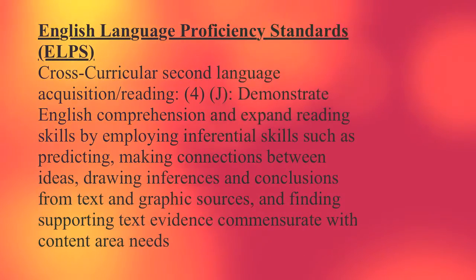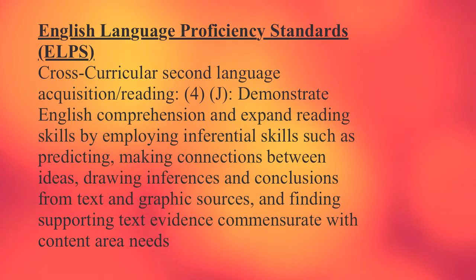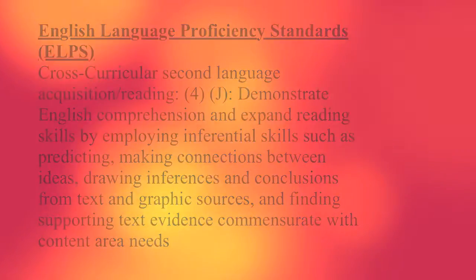English Language Proficiency Standards. Cross-curricular second language acquisition reading. 4J. Demonstrate English comprehension and expand reading skills by employing inferential skills such as predicting, making connections between ideas, drawing inferences and conclusions from text and graphic sources, and finding supporting text evidence commensurate with content area needs.